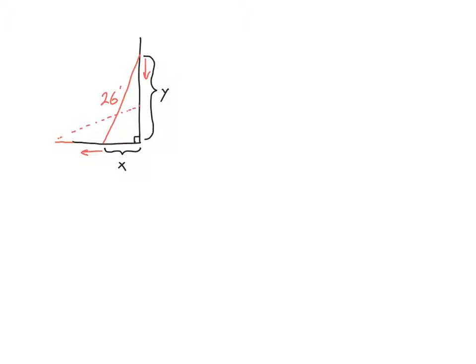So that gives me a right triangle, and the base is x, the height is y, and the hypotenuse is 26 feet. So I know from the Pythagorean theorem that on a right triangle, x squared plus y squared, the sum of the squares of the two sides is equal to the square of the hypotenuse, 26 feet, that quantity squared.